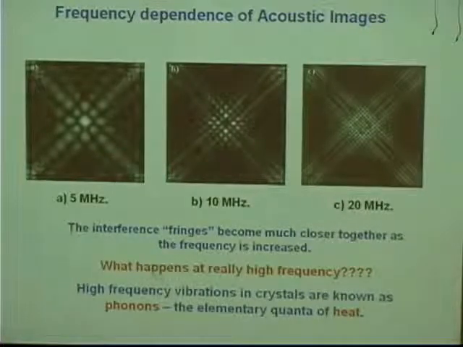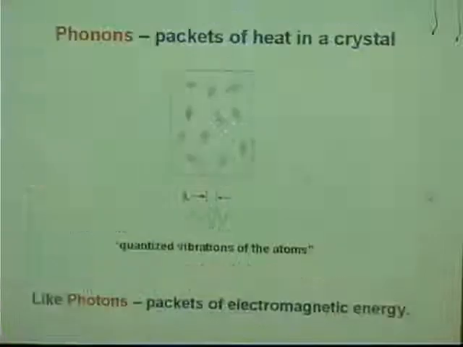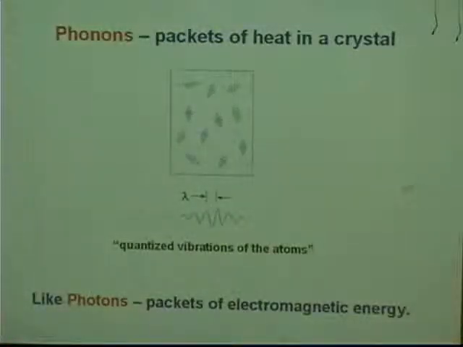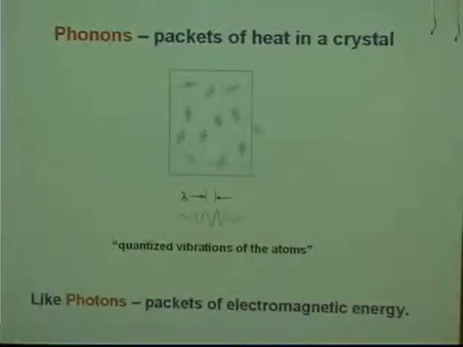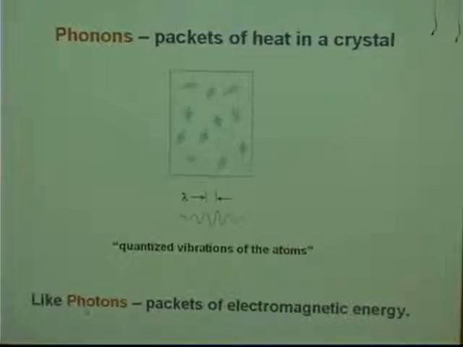We call these fringes. Well, what happens at really high frequency? Because look, these fringes are getting very close together here. And high frequency, as I mentioned before, is phonons, which are the source of heat in crystals. And so what we need to do is concentrate some phonons here, and image them on the other side of the crystal. So like photons, phonons are packets of heat as opposed to electromagnetic energy.